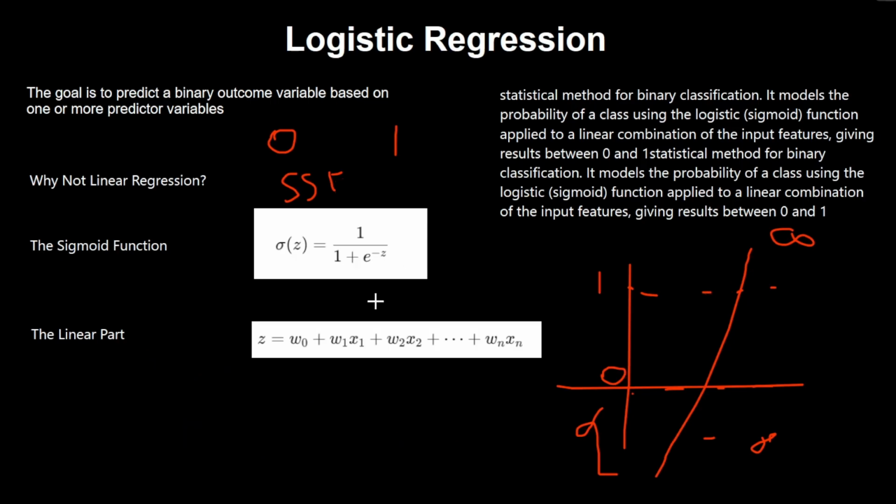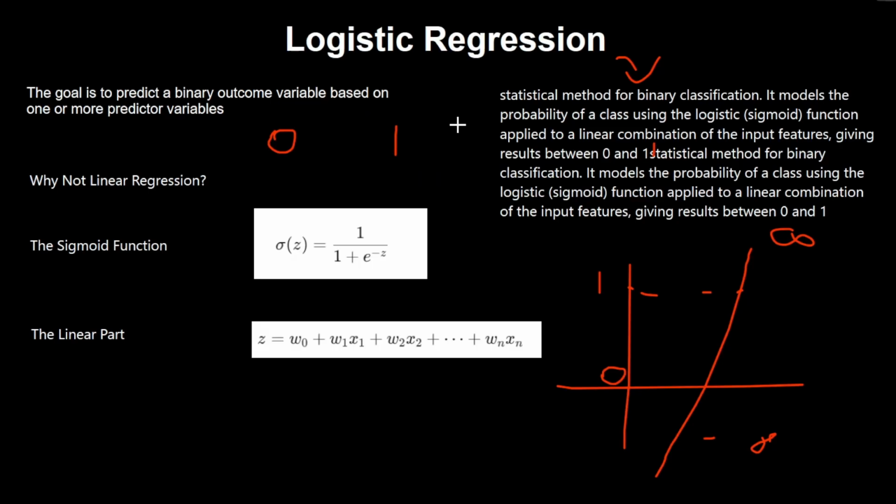So here we can see the standard definition for logistic regression. It is a statistical method for binary classification. It models the probability of a class using the sigmoid function applied to a linear combination of the inputs, giving results between 0 and 1. So it models the probability of a class using the logistic or sigmoid function. The single class which we take here can be whether the person is having disease. So it models this probability using the sigmoid function.